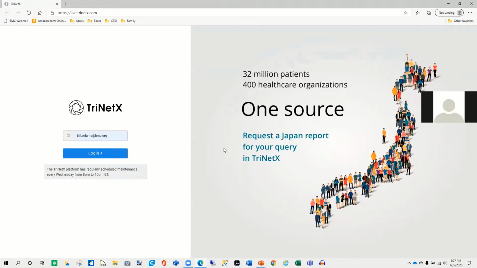login for TriNetX requires a BMC username and password because we use the ADS login credentials from BMC. It is possible to use other systems, and I think the BMC legal folks are working through how to, for example, use Kerberos from BU to log in, and that's definitely feasible. So there won't be a new username and password is the bottom line for the system.